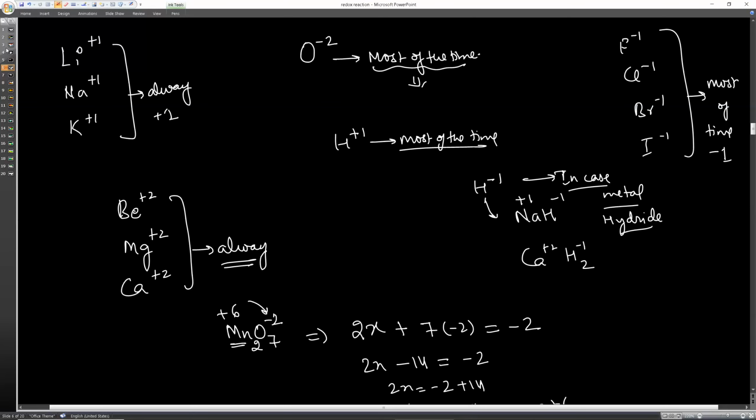So write down the oxidation state of most of the elements. Like lithium, sodium, potassium has always +1 oxidation state. Beryllium, magnesium, and calcium always have +2 oxidation state. Fluorine, chlorine, bromine, iodine has always -1 oxidation state. Most of the time, oxygen has -2 oxidation state. So these are the valencies.